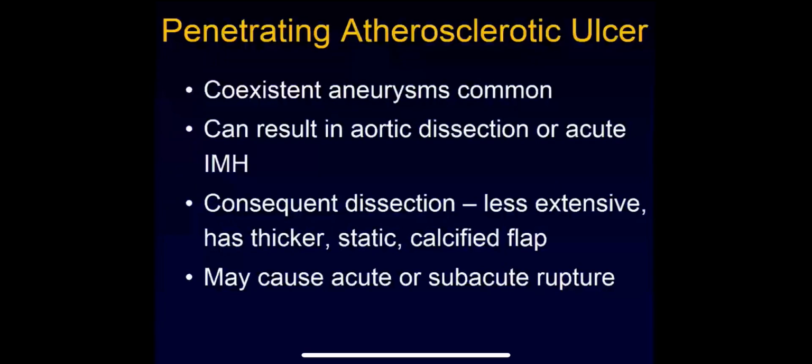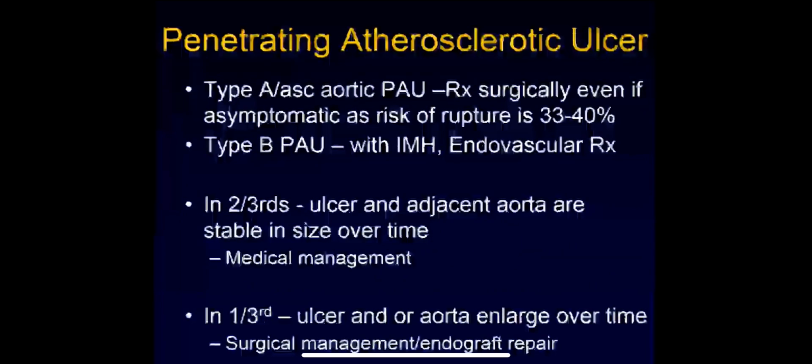Coexistent aneurysms are common. It can result in acute intramural hematoma and or aortic dissection, and the consequent dissection with a PAU is less extensive and has a thicker static and sometimes a calcified flap. It may cause acute or subacute rupture.